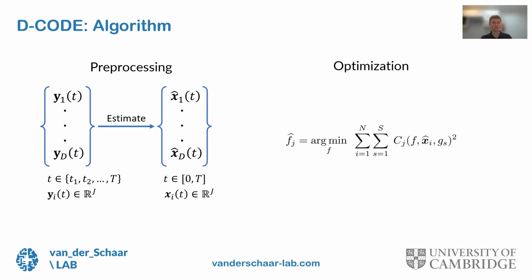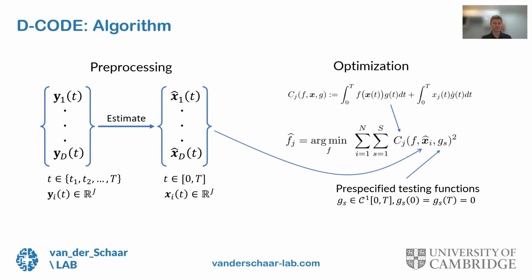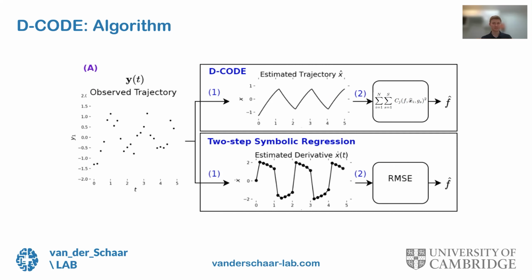Then we try to minimize our novel objective presented here. And as you can see, it consists of the functional we defined earlier, and we evaluate it on all estimated trajectories from the first step and all pre-specified testing functions. The actual optimization can be done by any algorithm that is suitable for symbolic regression. And this figure shows a comparison between Decode and two-step symbolic regression. In the latter, first we estimate the derivatives and then use something like root mean squared error to drive the choice of f. In Decode, on the other hand, we estimate the trajectories themselves and then use the novel objective function that does not require derivatives.